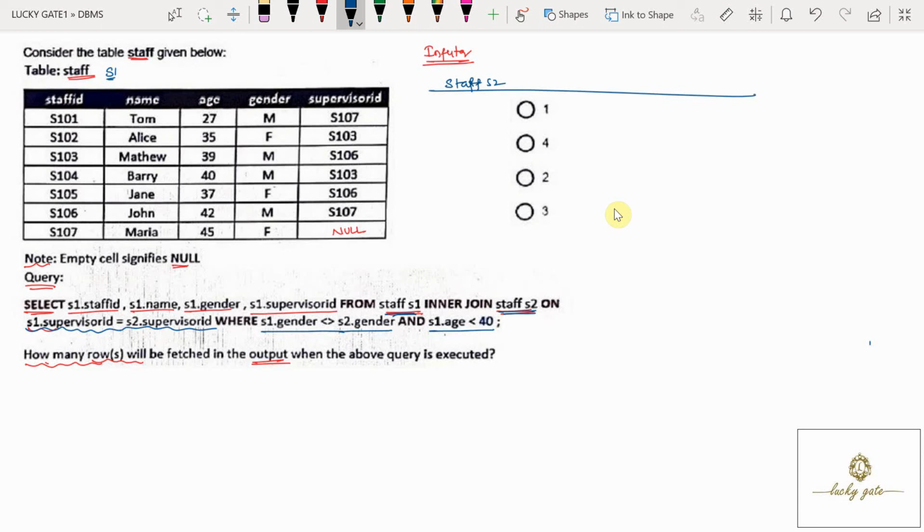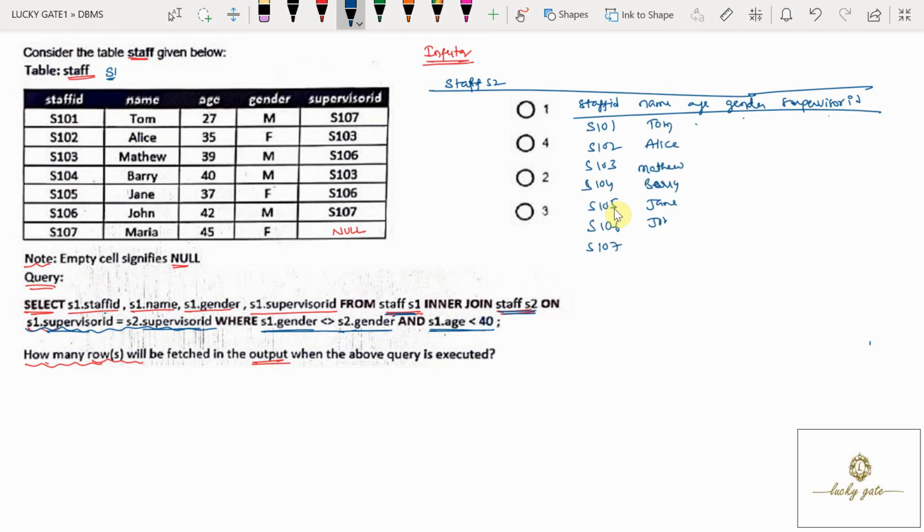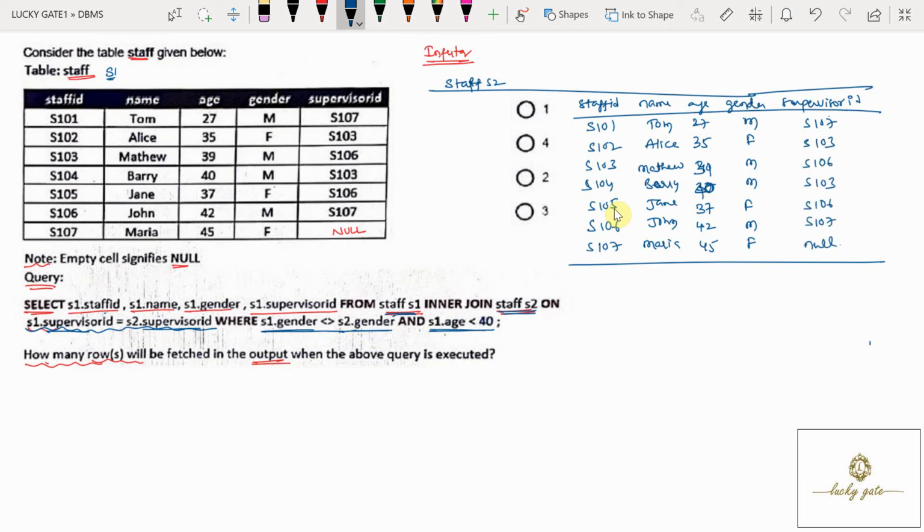Now what are the attributes? Staff id, name, age, gender, supervisor id. S101, 102, 103, John, Maria, and ages are 27, 35, female, male, female. S107, S103. Now here you look, this is staff S1, this is staff S2.